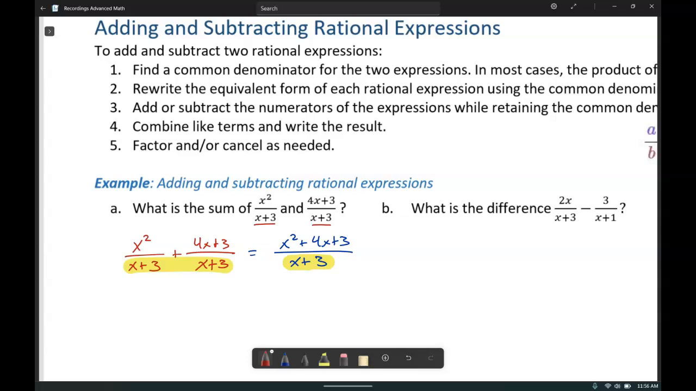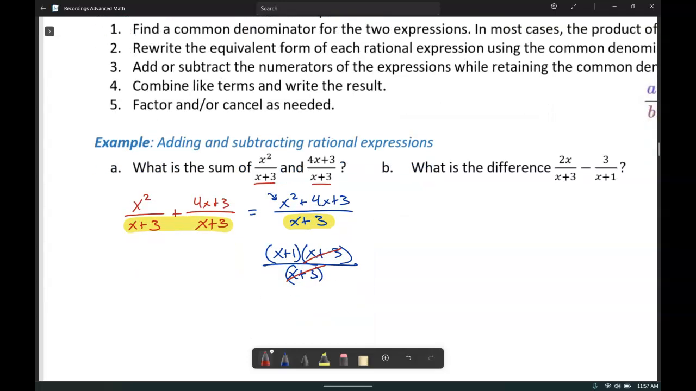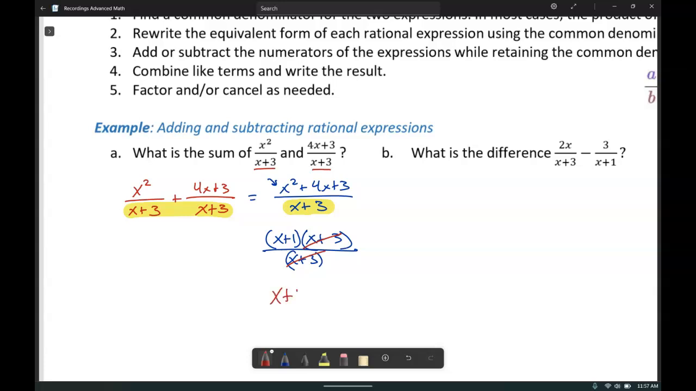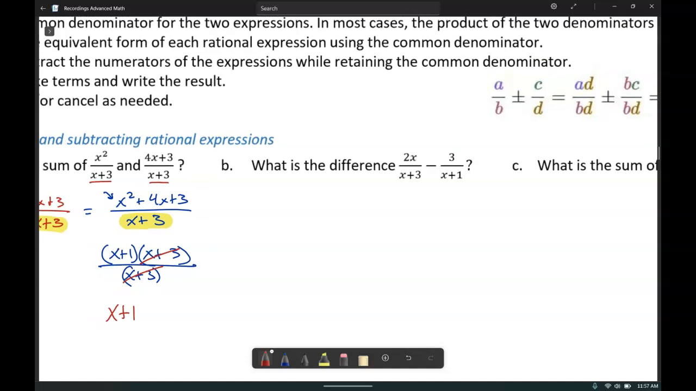Then when we're looking at our polynomial, we're going to see, can we factor and simplify it? So I have a trinomial in my numerator. This can indeed factor to be x plus 1, x plus 3. And then since our denominator is also x plus 3, we can simplify by eliminating the common factor, leaving us with the sum equals x plus 1. Now we'll do a difference.